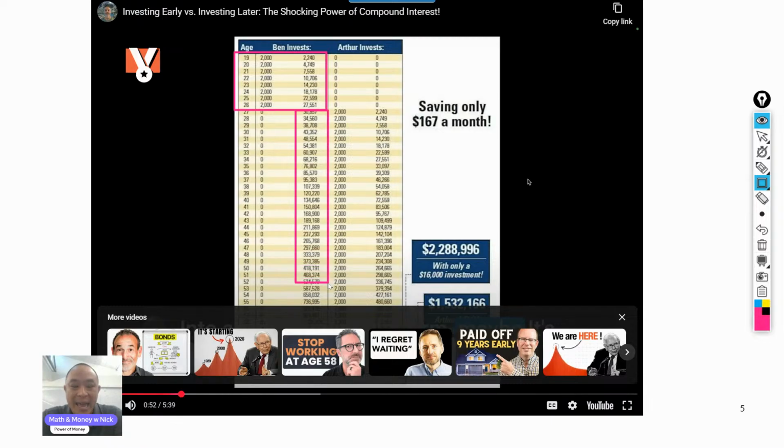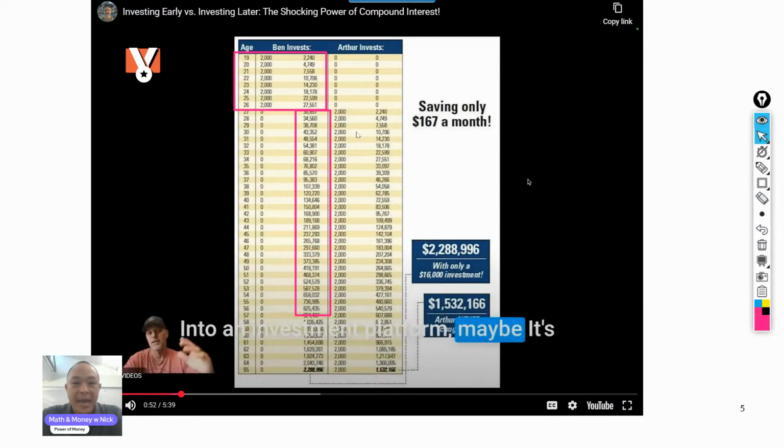And at the age of 65, he actually ended up with $2.2 million. Whereas if you were to wait 8 years, and we have example number 2, Arthur, who wanted to, let's say, spend all his money in the beginning, buy a new car, and did not invest until he reached age 27.